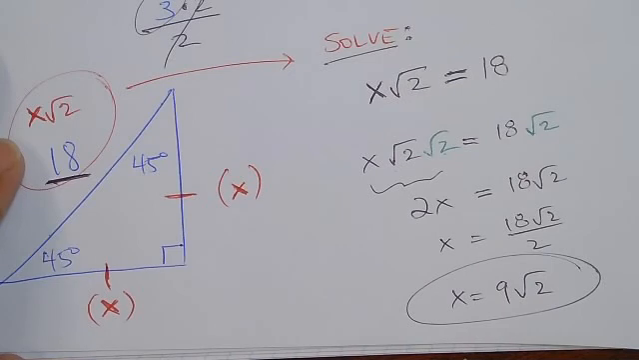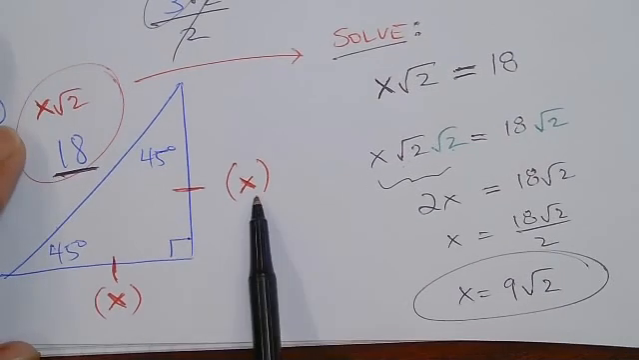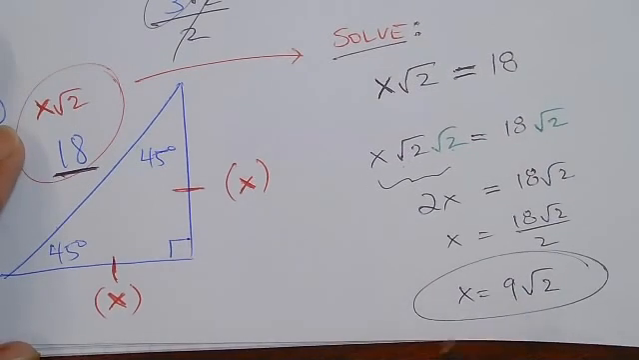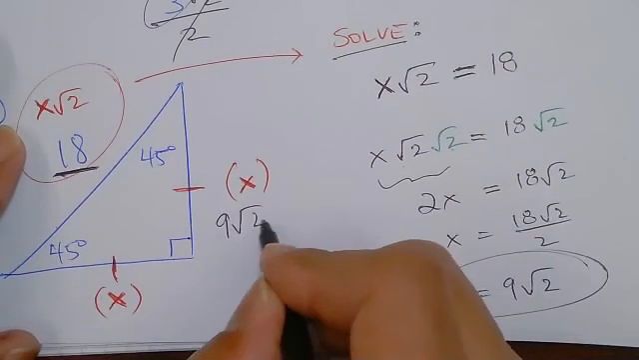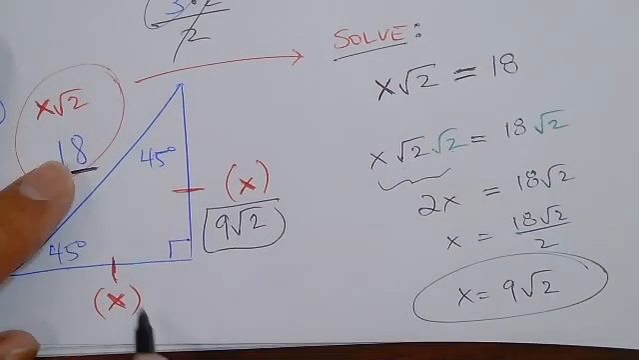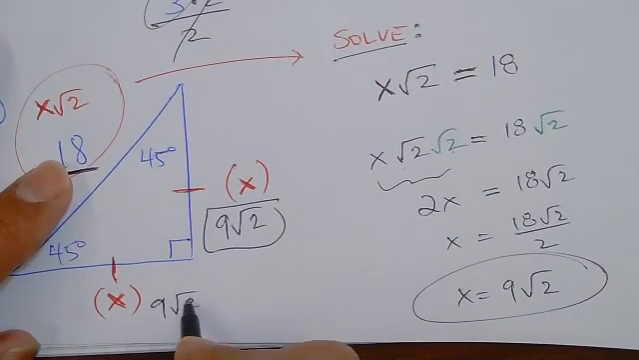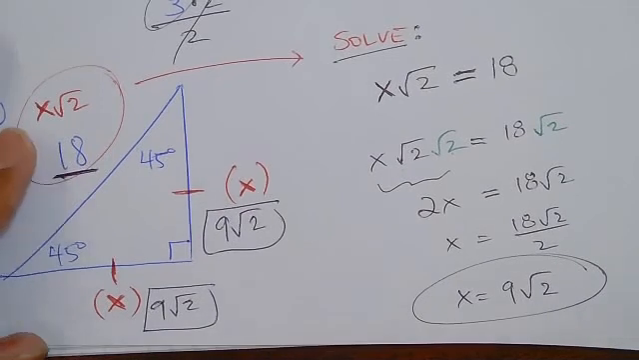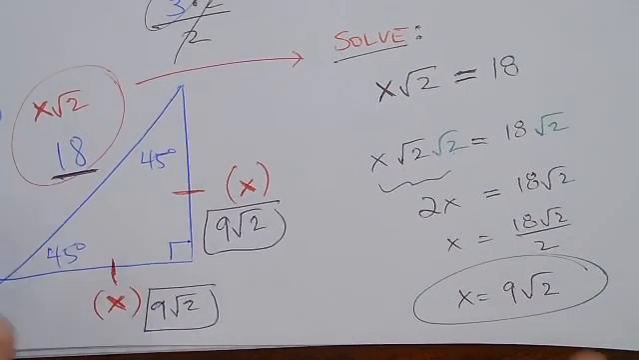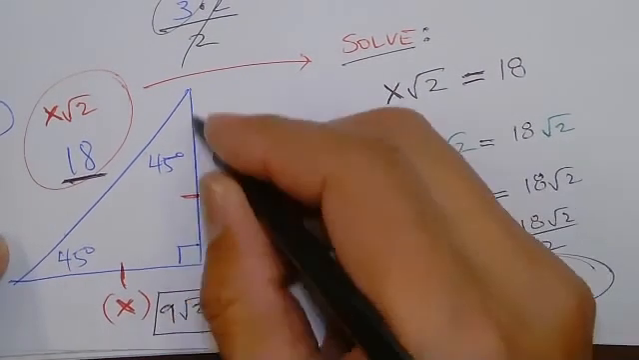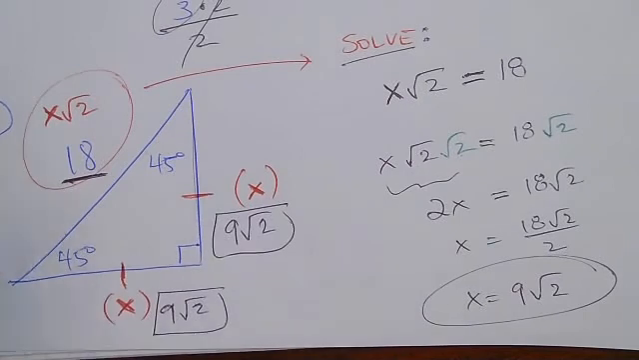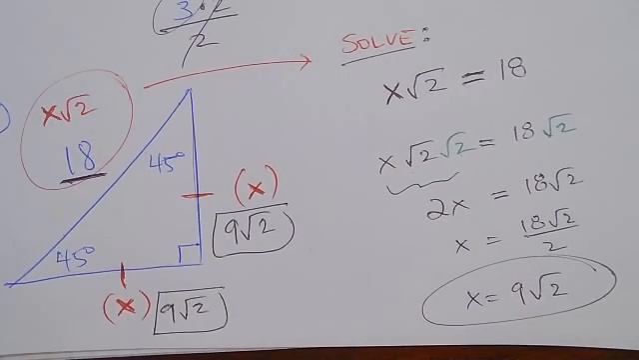Now see, you don't have to find this side. This side's already given to you. This side is 18. I don't have to find that side. I just have to find the value of x. Didn't we just find that? Yeah. So what does it mean? That these are each 9 root 2. This one's 9 root 2 because it's x, and this one's also x, so this one's also 9 root 2. This leg is 9 root 2, and the other leg is also 9 root 2.